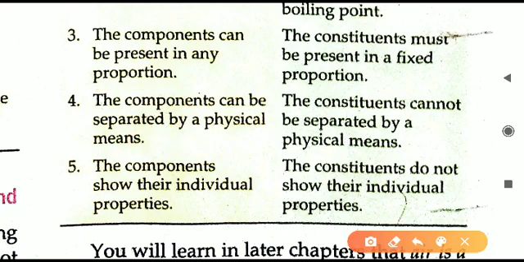Rather on the other side, the compound has a fixed proportion, a fixed ratio is there. Like in the case of water, 2:1 is obtained. 2 parts of hydrogen and 1 part of oxygen is there, then only H2O, that is water, is obtained. So fixed proportion is there.